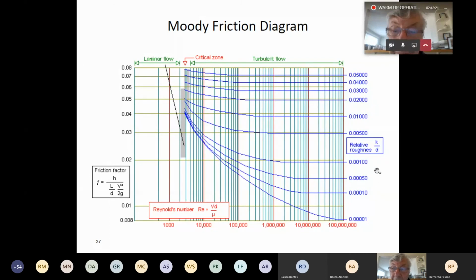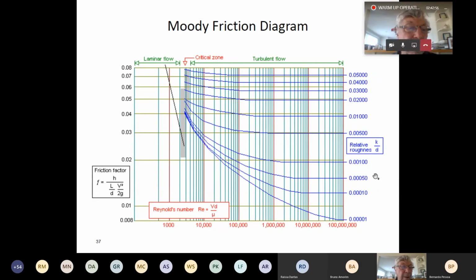Anyway, another way of plotting that Moody friction diagram is to use the Colebrook correlation, and that's this equation here, where the factor in the square root of 1 over f is given to you by that expression there, which also, as you see, includes the Reynolds number. And so you'll find that when you're in the laminar region, the friction factor becomes automatically 64 divided by the Reynolds number. So those are the governing laws and equations.